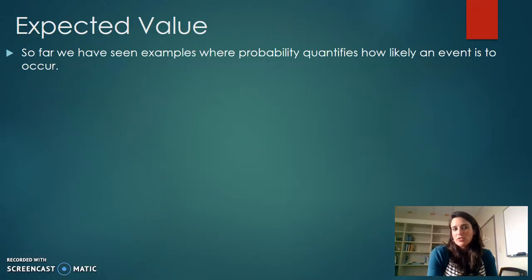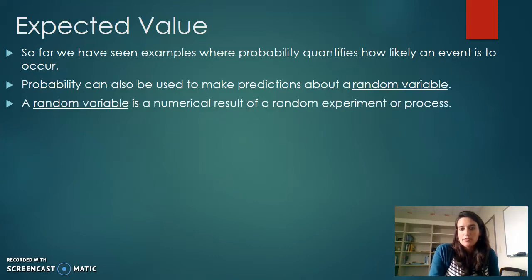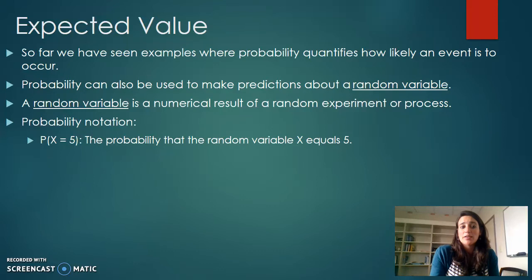Expected value. So far, we have seen examples where probability quantifies how likely an event is to occur. But probability can also be used to make predictions about a random variable. A random variable is a numerical result of a random experiment or process. And the notation looks something like P of x equals 5.